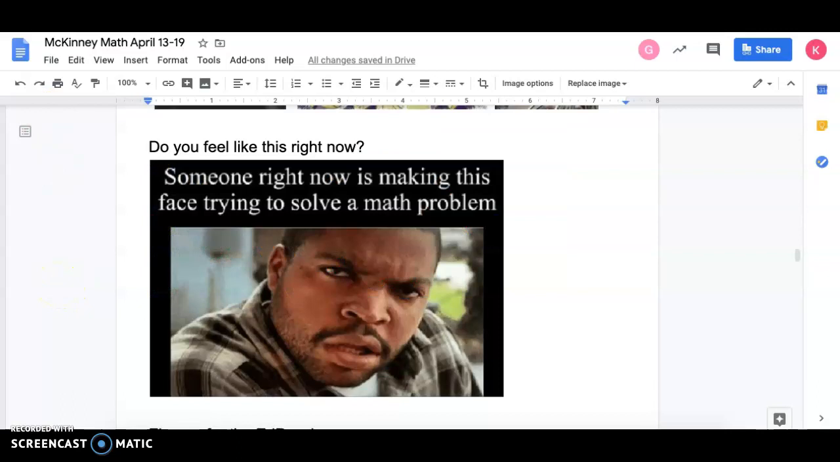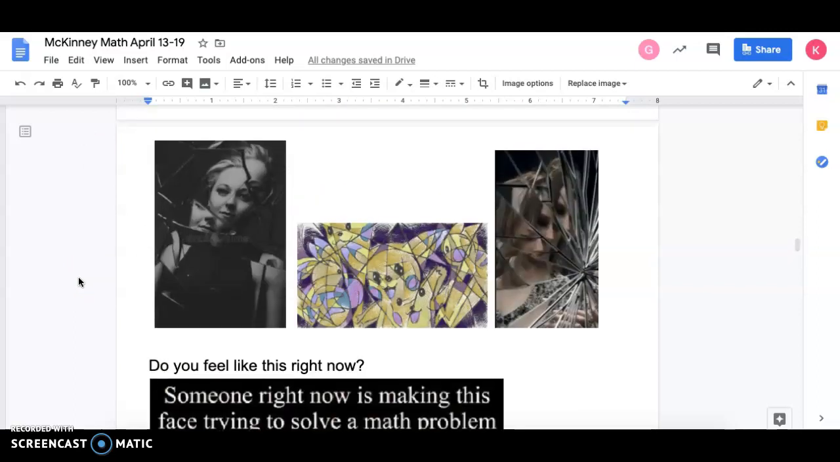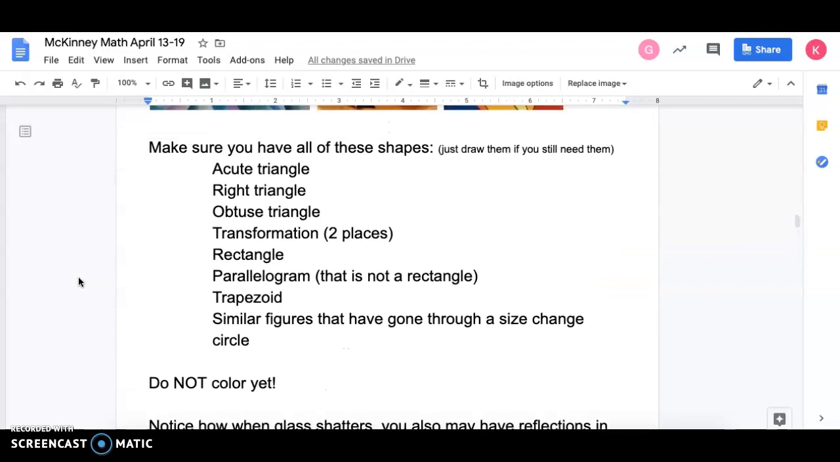So this week in your drawing, you may be feeling like this guy right now. All right? Don't obsess over it. Just make sure that you have all of these shapes and make sure it kind of looks cool. We're going to check in on you at least once a week. If you're really needing some reassurance, you can email me a picture of your picture and I can give you some advice or tell you if you're on the right track. I'm happy to help you with that.